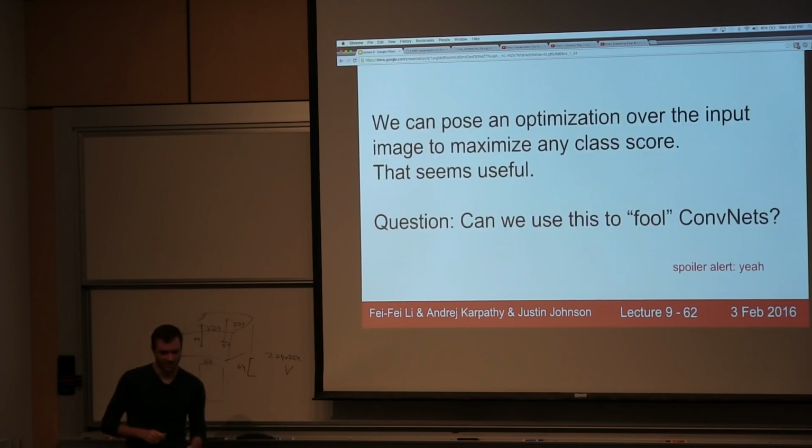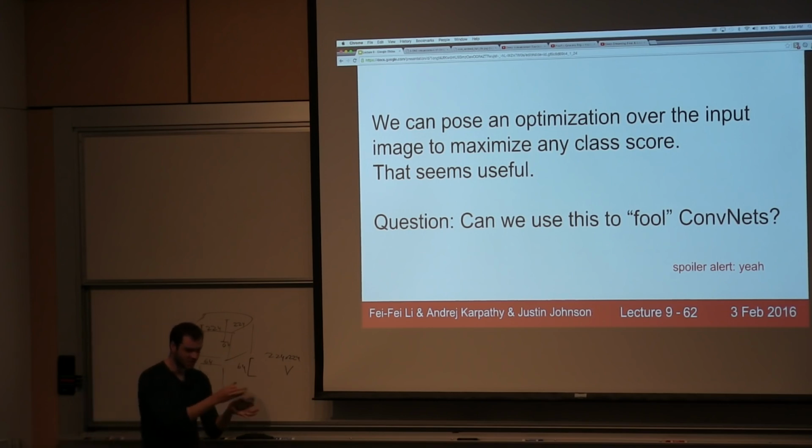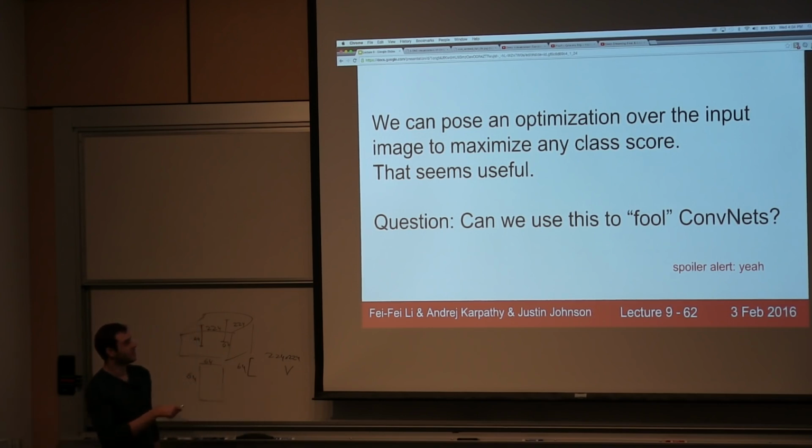Okay, so we'll get into the last part here, which is also very interesting and kind of confusing. The question is, we saw all these optimizations over the image. We can do lots of arbitrary stuff. So one question you might have is, can we use this optimization process to fool ConvNets?